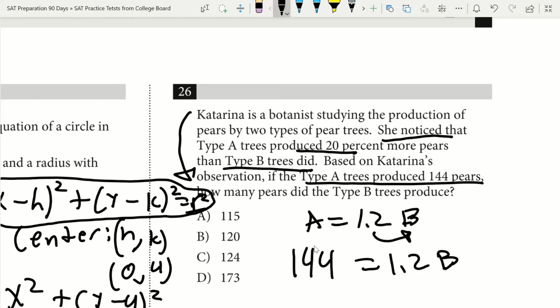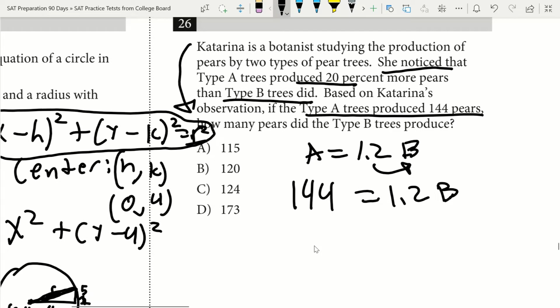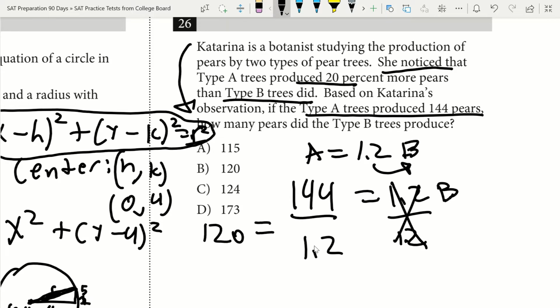We know type A produced 144, so we set that equal to that 1.2b, and we solve for how many type B trees produced. So we divide each side by 1.2 to isolate B. 144 over 1.2 is going to give us 120, which means that our type B trees are going to produce 120 pears. So the answer there is going to be B.